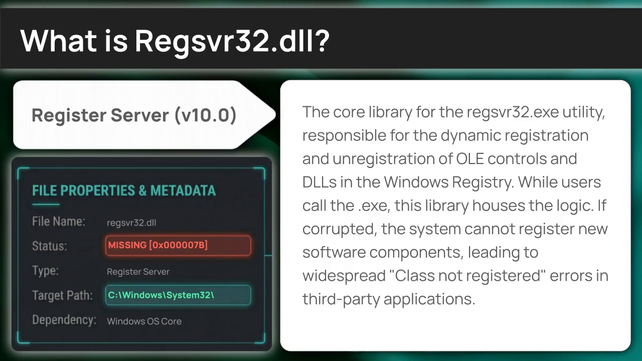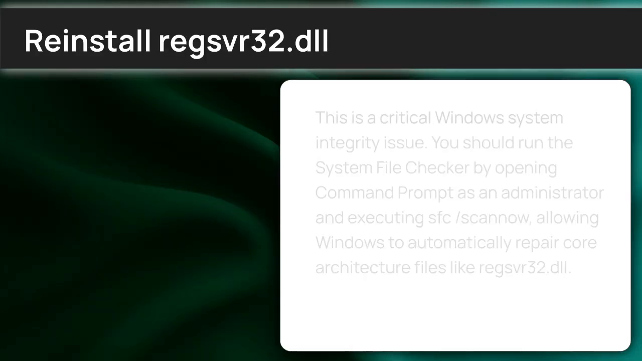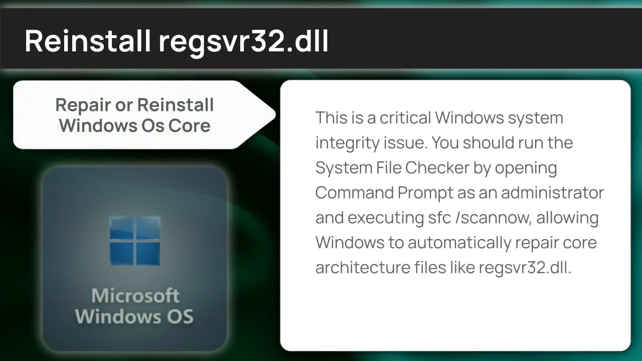Now that the background is clear, let's walk through the actual installation steps. This is a critical Windows system integrity issue. You should run the system file checker by opening command prompt as an administrator and executing sfc /scannow, allowing Windows to automatically repair core architecture files like Registry Server 32 Library DLL.